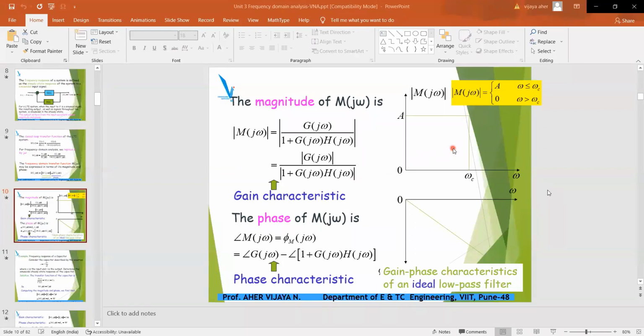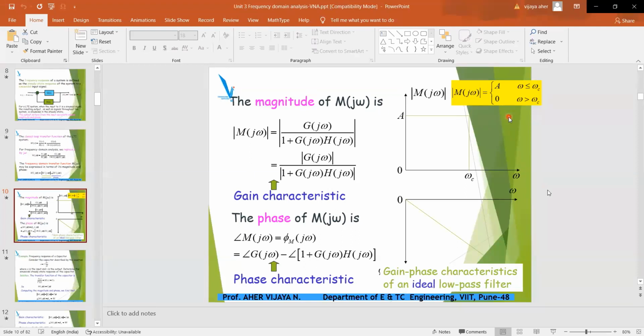Now coming to this, if your equation is like this, M(jω) is equal to, for example, I have given M(jω) is equal to A for angular frequency ω less than or equal to ωc. ωc is the cutoff frequency, and M(jω) is equal to 0 when ω is greater than ωc. Now just by observing this equation, you will come to know which type of response this is.